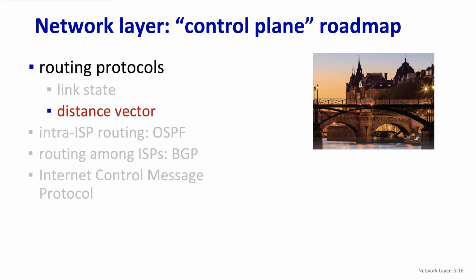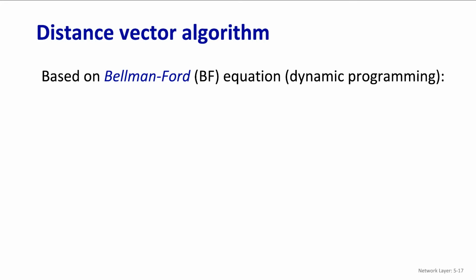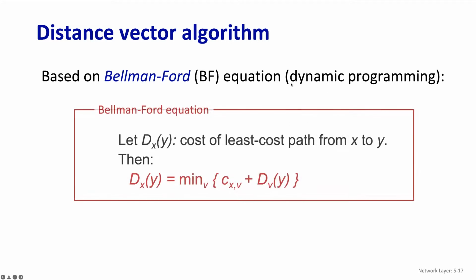The second category of routing protocols is the distance vector. Let's see how it works. The distance vector algorithm is based on the Bellman-Ford equations, which we mostly call dynamic, or based on dynamic programming.